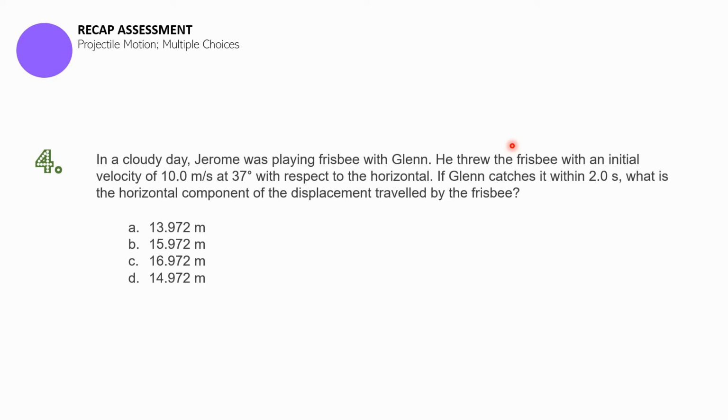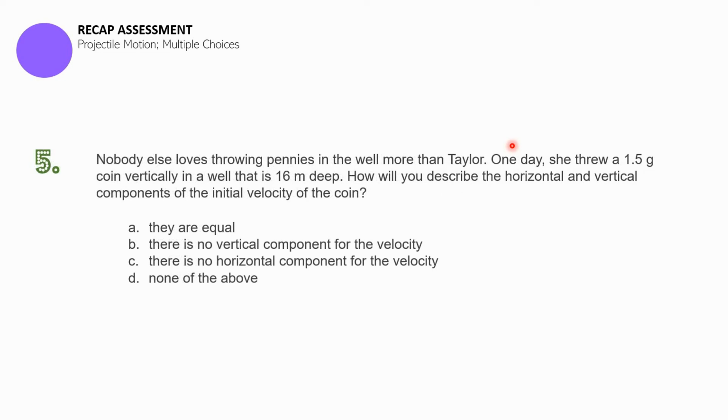Anyway, question number 5, last question. Nobody else loves throwing pennies in the well more than Taylor. One day, she threw a 1.5 gram coin vertically in a well that is 16 meters deep. How would you describe the horizontal and vertical components of the initial velocity of the coin? A. They are equal. B. There is no vertical component for the velocity. C. There is no horizontal component for the velocity. D. None of the above.